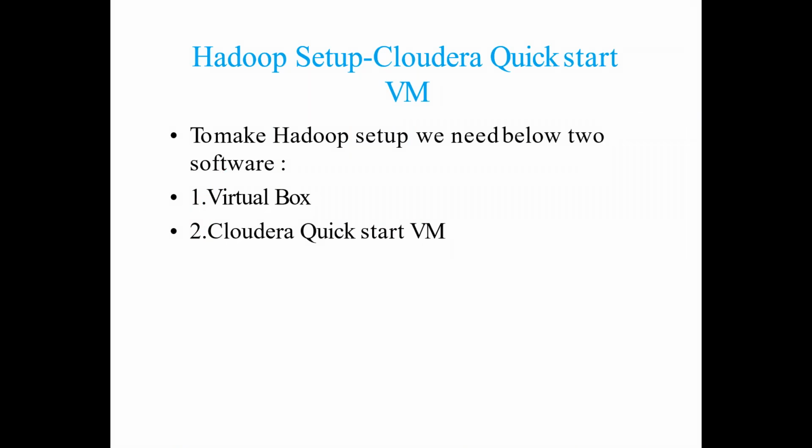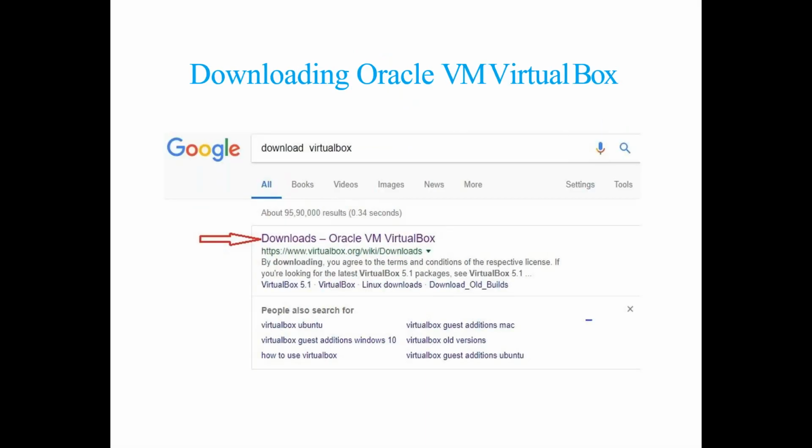Now let me walk you through the detailed steps of how to download and install each of these. First, let's see how to download VirtualBox. It's very simple. You just have to go to Google, search for download VirtualBox, and then click on the first link.